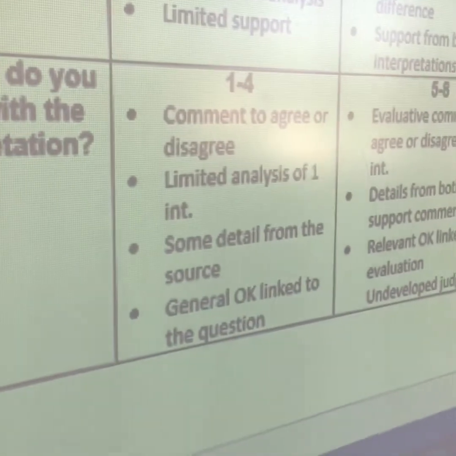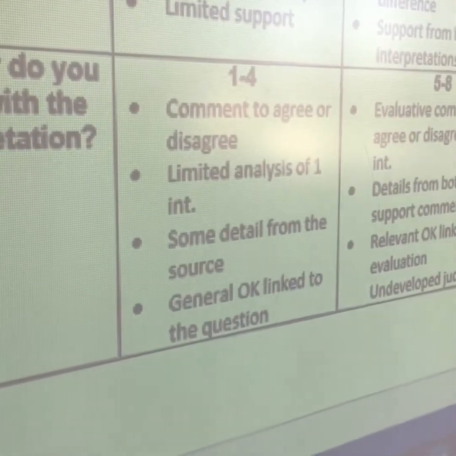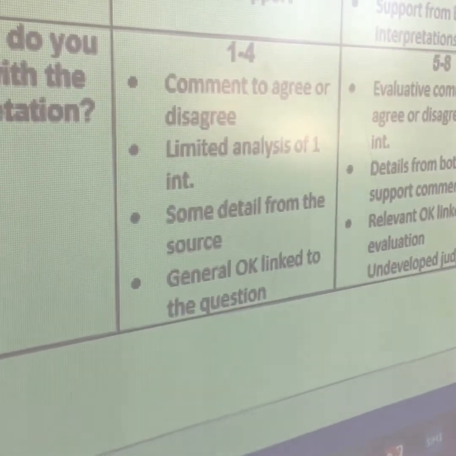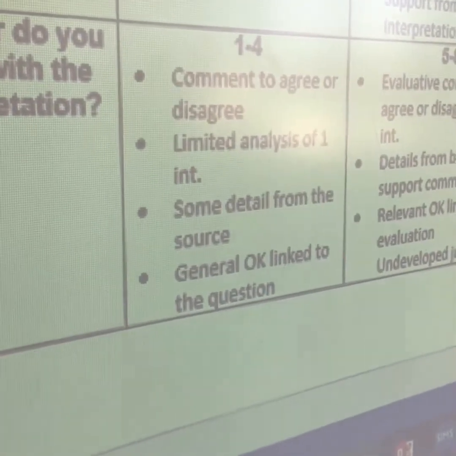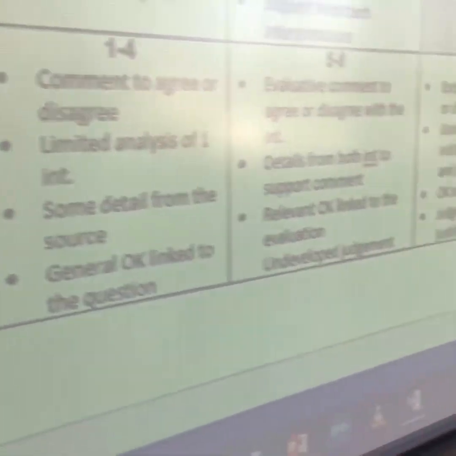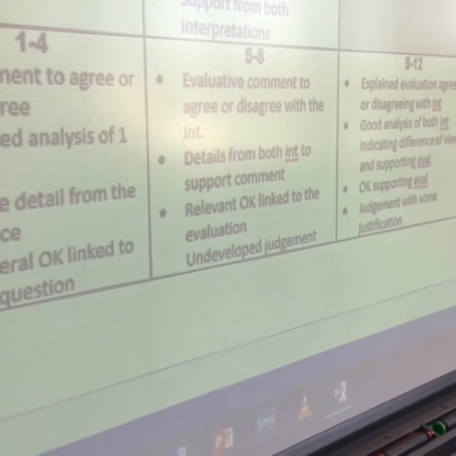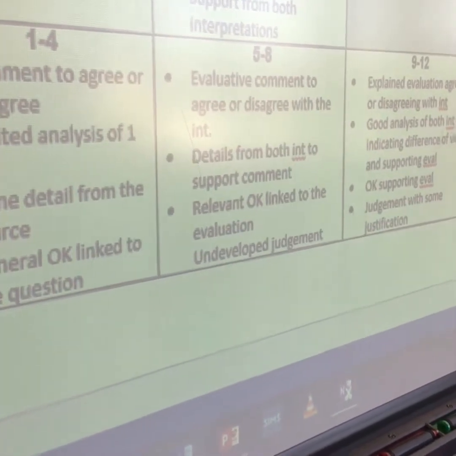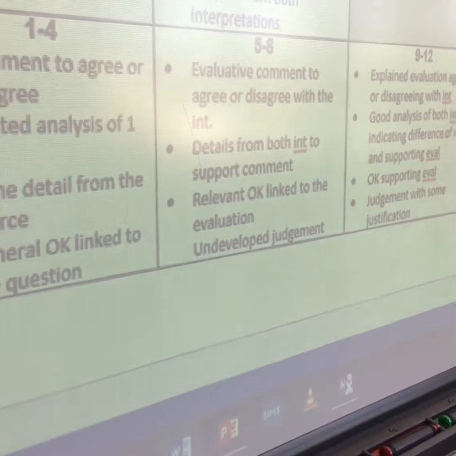So the first level, to get 1 to 4 marks, is you need to do these 4 bullet points. So generally, you're given a bit of a comment, very limited analysis, not much detail, and just generally making facts about the period that the question's asking about. To get a level 2, you need to start thinking about evaluating the interpretations, which we'll come on to in a second. You've got some more detail this time, and a bit more relevant own knowledge, but still, you're not developing your judgment.